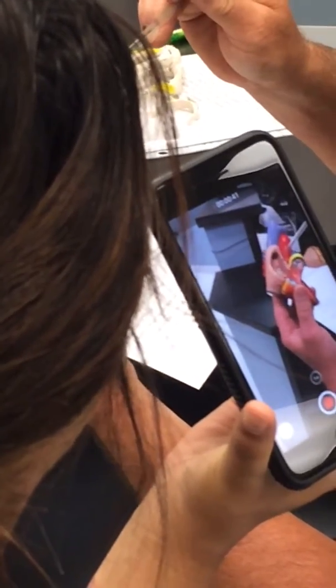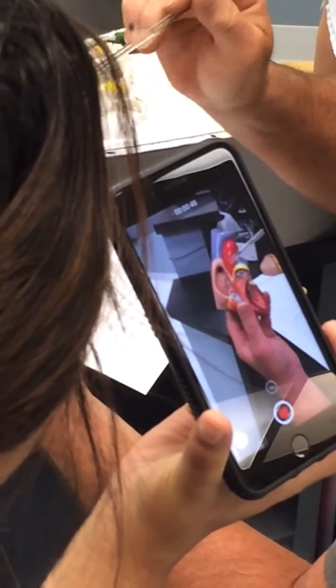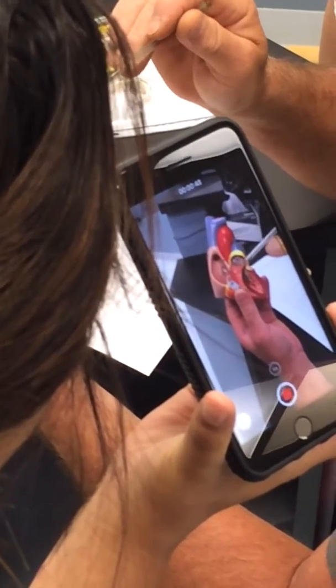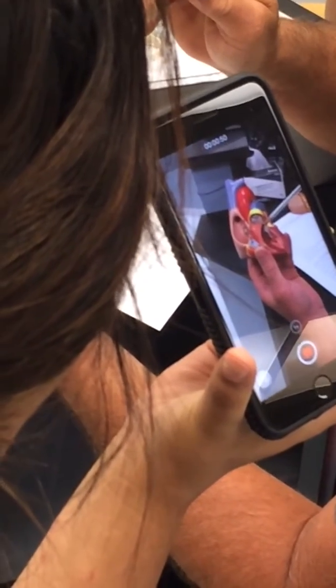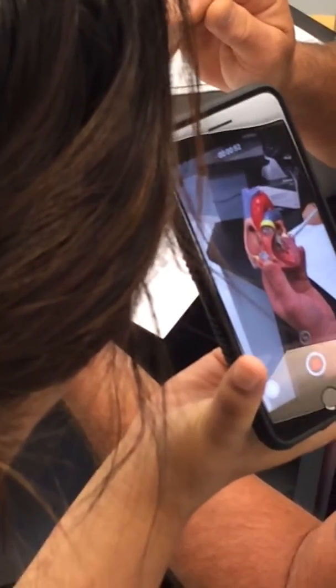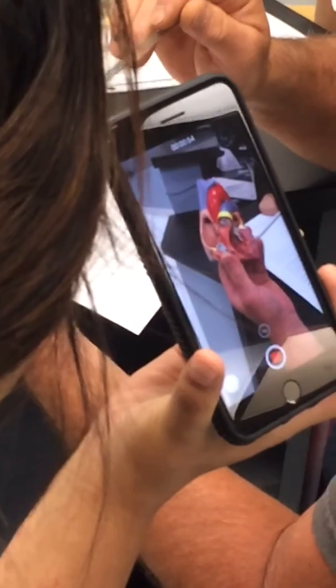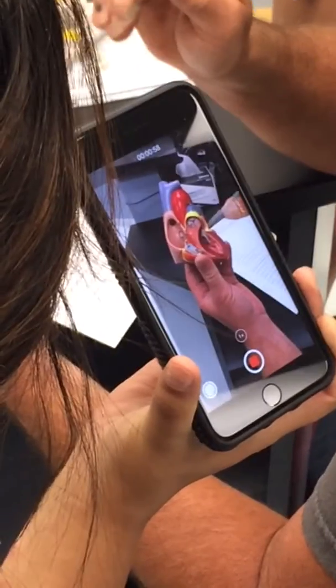Now I'll do the electrical flow. The SA node depolarizes. The atria will contract at the same time. That impulse travels to the AV node, goes down the bundle of His, the left and right bundle branches, to the Purkinje fibers, where the ventricles depolarize and contract in an upward direction.